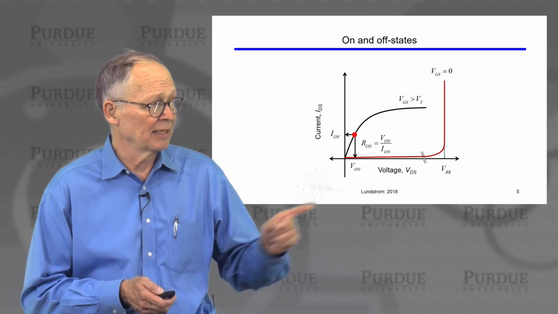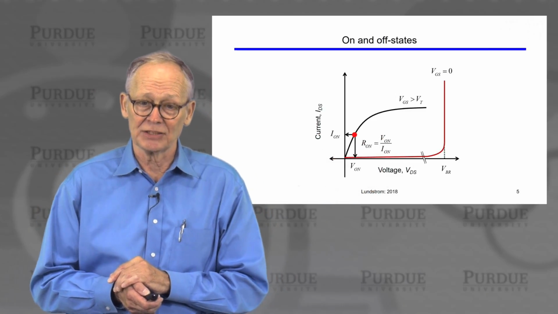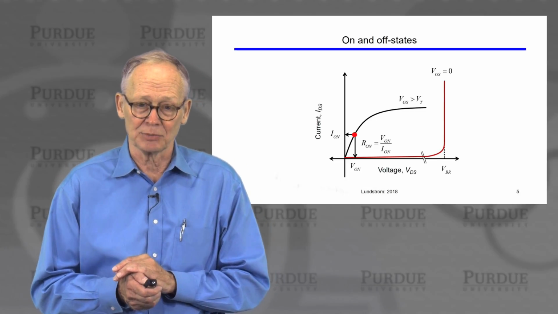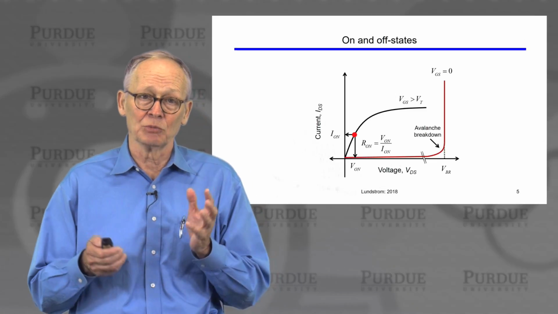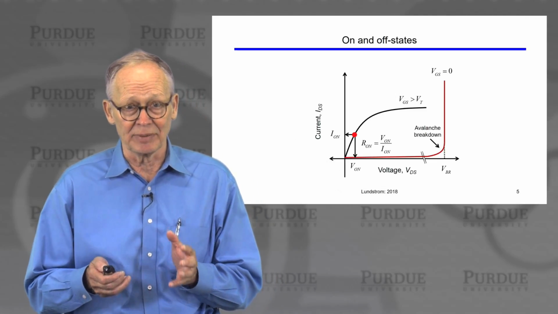Now in the off state, we'll crank the voltage up very large. Eventually the device will break down. We'd like that breakdown voltage to be as large as possible. So that breakdown will generally be determined by avalanche breakdown in the semiconductor itself.